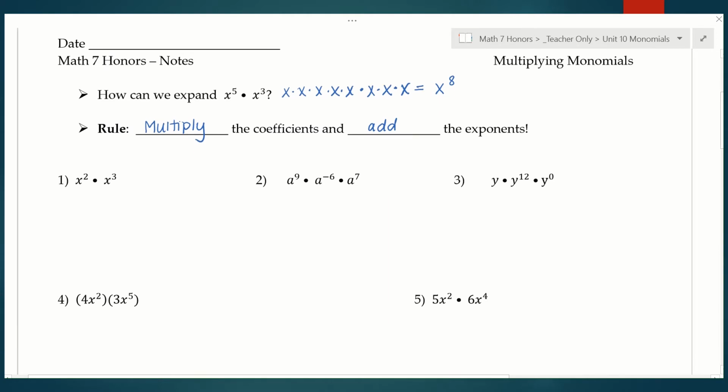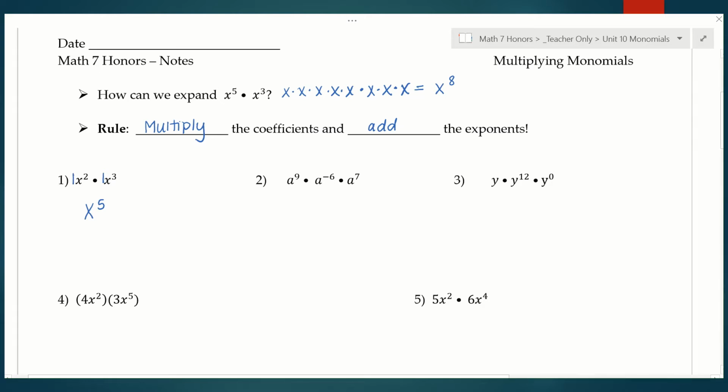If you look at example 1, the coefficients here are both 1s. That's why they're not written. If I were to multiply the coefficients, I would still get 1, so I don't really need to worry about writing that. But if I multiply x squared times x to the third, I'm going to get x to the fifth because I add my exponents.